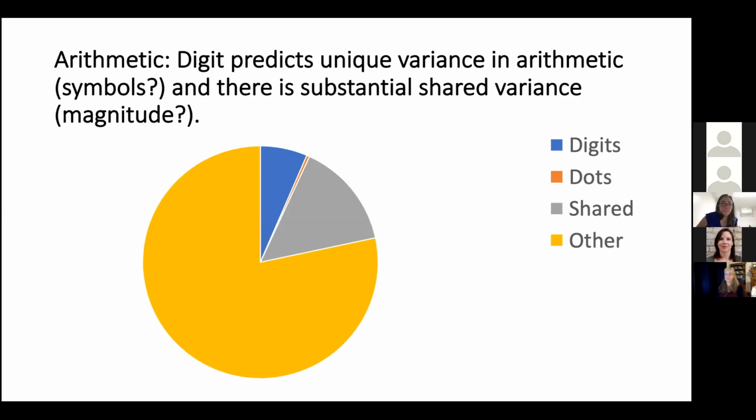Just reminding you again, this is the same picture that you already saw before. This is for simple arithmetic. This is the pattern. Dots and digits predict unique variance, but there's lots of shared variance. We could maybe look at digits as the symbol part and the shared as the magnitude part.